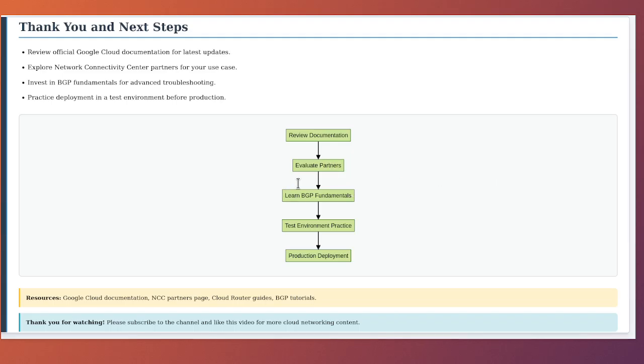Consider exploring the Network Connectivity Center Partners page to evaluate partner solutions that might fit your specific requirements. Partner solutions can simplify deployment and provide additional features tailored to particular use cases. If you are new to BGP, investing time in understanding BGP fundamentals will help you troubleshoot issues and optimize your routing configuration. BGP is a powerful protocol with many tuning options that can affect performance and convergence. Practice deploying Router Appliance in a test environment before implementing in production. This hands-on experience will help you understand the nuances and identify any organization-specific considerations.